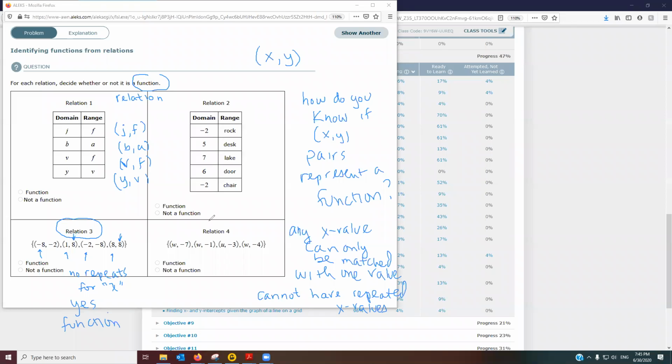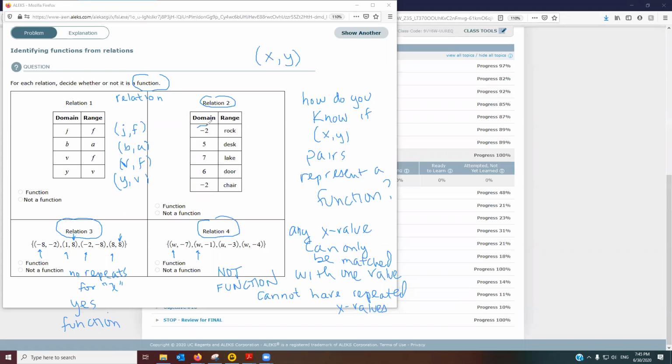Let me come to relation 4. Let me look at the X values. By that, I mean the first element. Here's a W. Here's a W. I'm going to stop right away. I'm seeing a repeated W, not a function. I can't have that first element repeat if it's going to be a function. Let me go to relation 2. Here's a -2 and here's another -2. I'm seeing a repeat for the X values, so this is not a function.